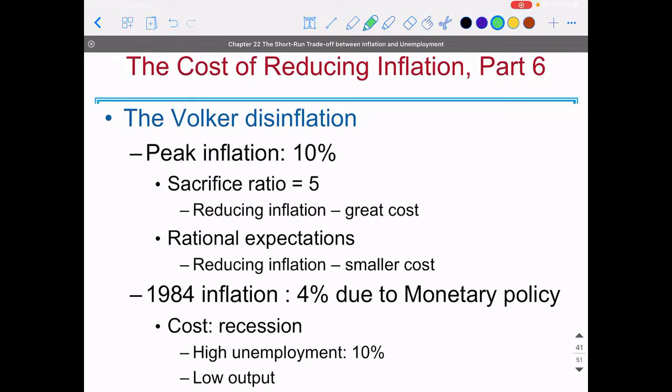So the peak inflation during the Volcker administration of the Federal Reserve was 10% with a sacrifice ratio of 5. Then you basically have to reduce the economy a great deal, by a factor of 5, to achieve that. Now, you're not going to do that all at once, because you're also going to change people's expectations. And in a few short years, by 1984, the inflation rate was down to 4%.